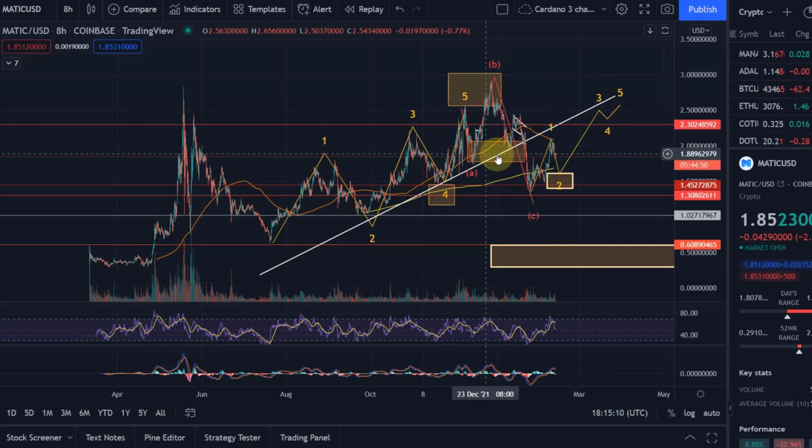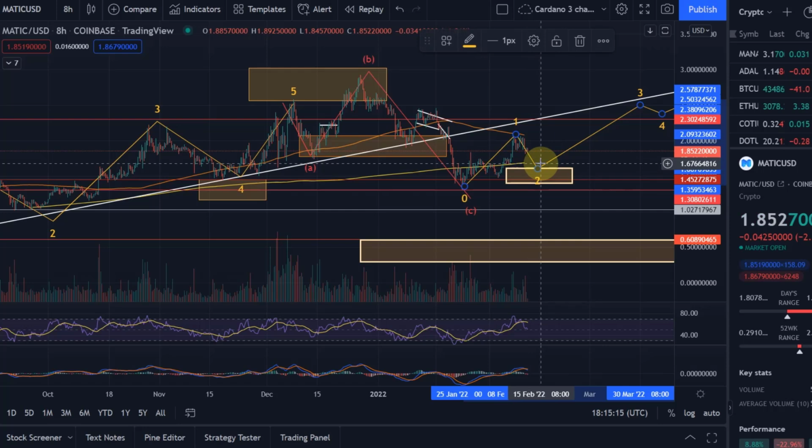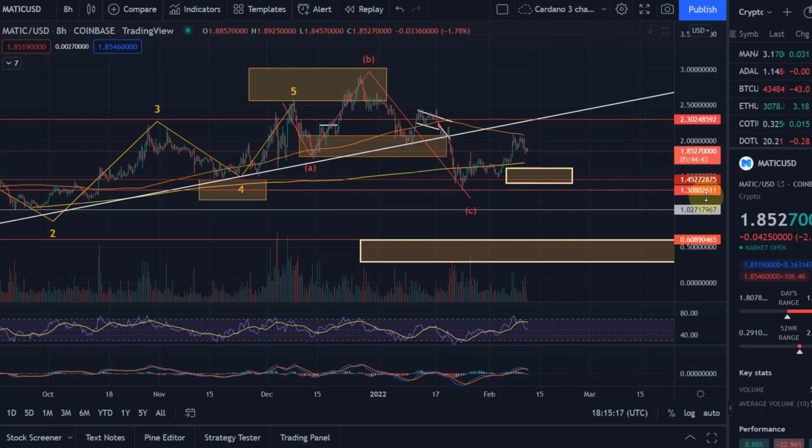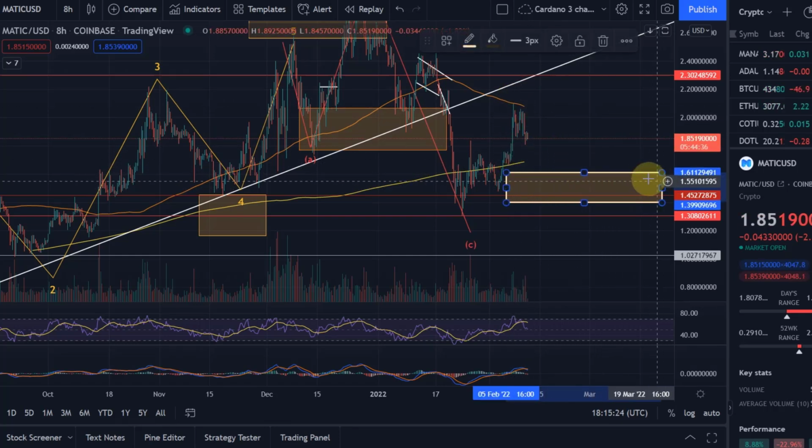So it's very interesting. At the moment, Polygon MATIC is really fighting here between these two moving averages. You can see here the yellow line, which is the 200-day moving average, and the orange one, which is the 50-day moving average. And the question is, what's going to win? Can the price push through here, or does the 200-day moving average basically lose out, and does the price break through to the downside?